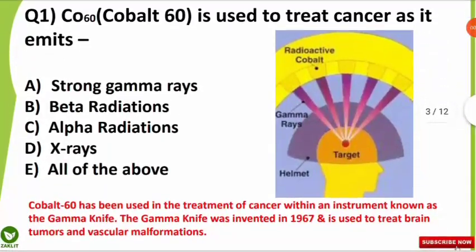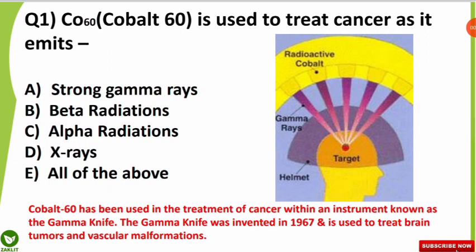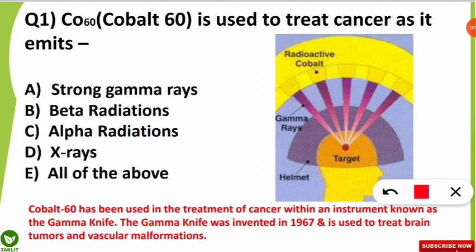The first question was, Cobalt 60 is used to treat cancer as it emits which of the following rays? Here the cobalt 60 element is used to treat cancer since long because it is known to emit gamma rays. Yes, option number A will be correct. It emits strong gamma rays, and it is also known to be effective in the gamma knife.